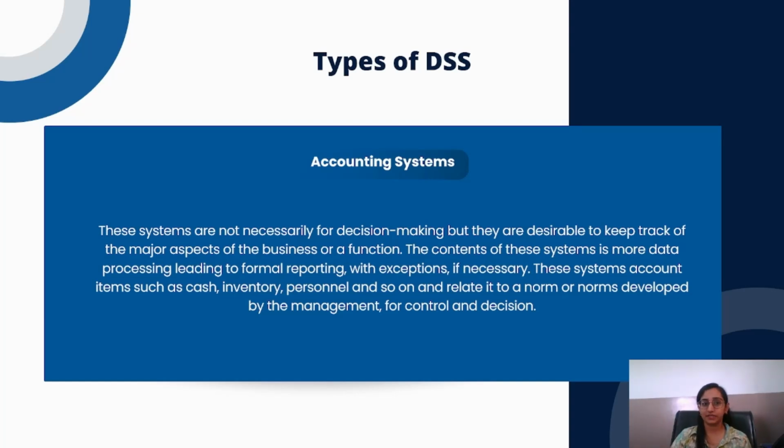We can take personnel accounting systems as an example, which means keeping track of employee related data such as payroll, attendance, and performance. All in all, accounting systems are essential for tracking and managing the major aspects of a business. They focus on data processing and formal reporting, helping maintain control and providing a foundation for informed decision making.